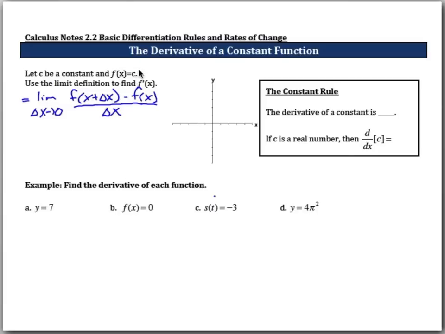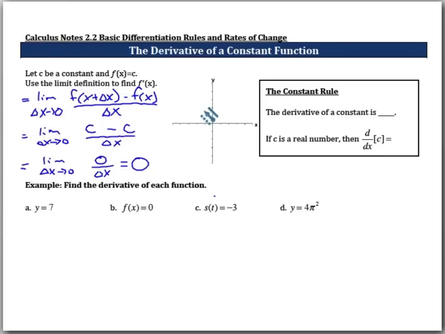And if f of x equals c, all we have to do is plug c into our equation for x. Now when we think about f of x plus delta x, if f of x always equals c, then this is going to equal c as well. And f of x equals c, and then here we have delta x. And before we go any further here, we know c minus c is 0. So the limit as delta x approaches 0 of 0 over delta x. So as delta x gets closer and closer to 0, this number is also going to be getting closer to 0.